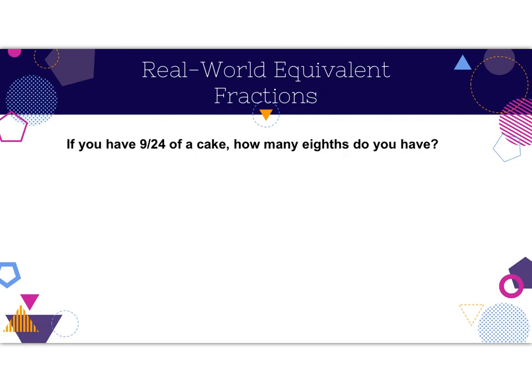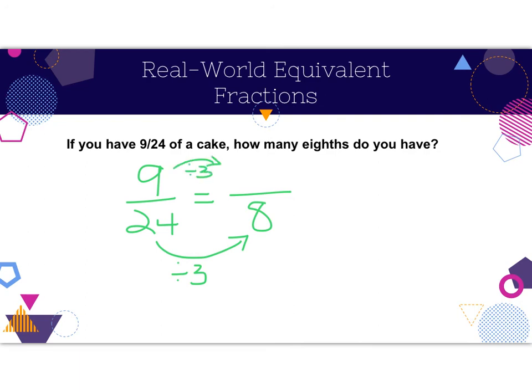If you have 9/24 of a cake, how many eighths do you have? Find an equivalent fraction. We know that 9/24 is the amount. We want to find a fraction equivalent to that, except it's going to be in eighths. What do you do to 24 to get 8? Well, I know I'm not multiplying because I'm getting smaller, so I need to find the divisor. 24 divided by 3 is equal to 8. So whatever we do to the bottom, we do the same thing to the top. 9 divided by 3 is 3. If we have 9/24 of a cake, we have 3/8 of a cake. Same amount represented by different numbers.